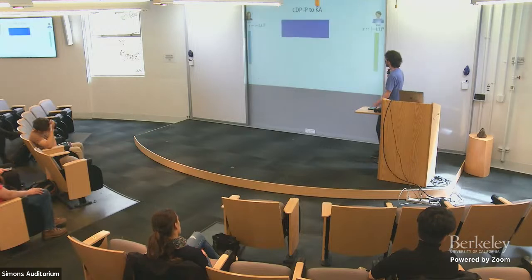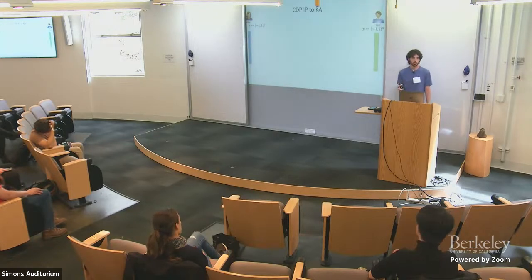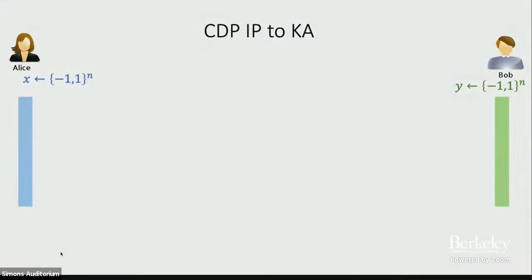Okay, so if I lost you so far, this is a great point to come back. We are going to see how to take an inner product protocol and convert it into a key agreement protocol. This protocol is not going to be a real key agreement protocol. It will only have some weak notion of agreement and security, but I will explain what we get after we see the protocol.